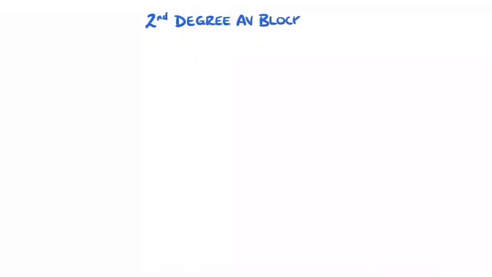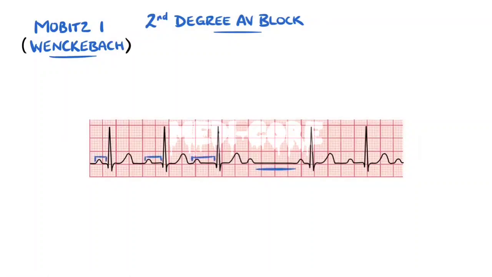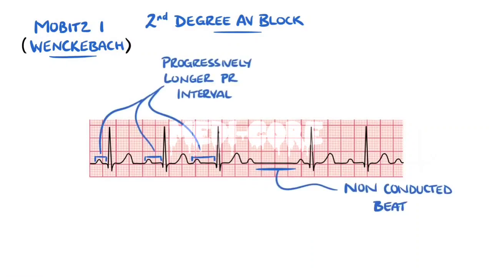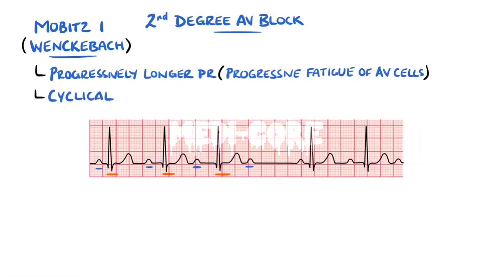Second degree AV block has 2 types: Mobitz 1, also known as Wenckebach, or Mobitz 2, known as Hay block. Mobitz 1 or Wenckebach features a progressively lengthening PR interval, followed by a non-conducted ventricular beat, due to progressive fatigue of AV nodal cells. Mobitz 1 is cyclical and typically features a ratio of P waves to QRS complexes per cycle. For example, 4:3 if there are 4 P waves and only 3 QRS complexes in a cycle.